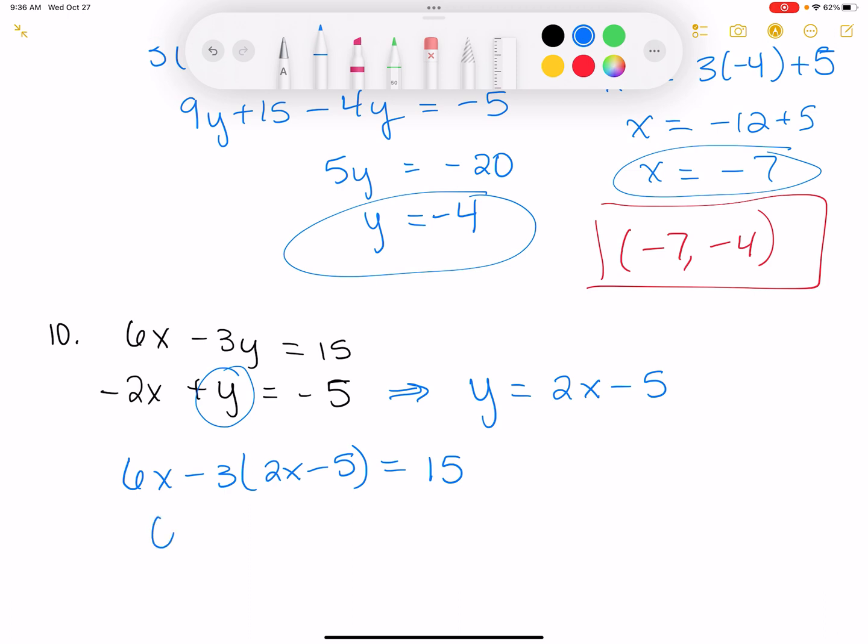So I've got 6x minus 6x plus 15 equals 15. I got 0 equals 0.